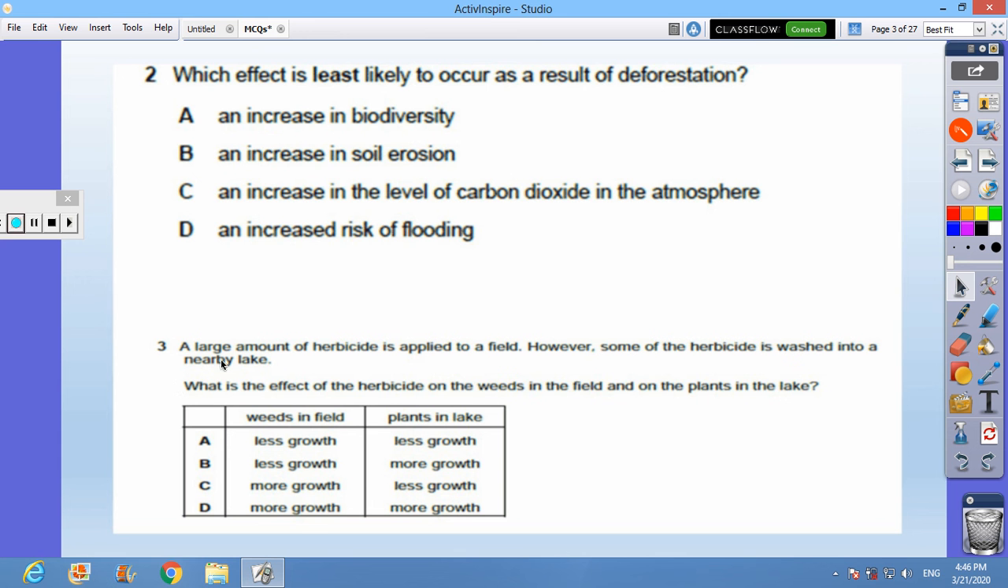Question 3, a large amount of herbicide is applied to a field. However, some of the herbicide is washed into a nearby lake. What is the effect of the herbicide on the weeds in the field and on the plants in the lake as well? Less growth in the field, less growth in the plants in the lake.